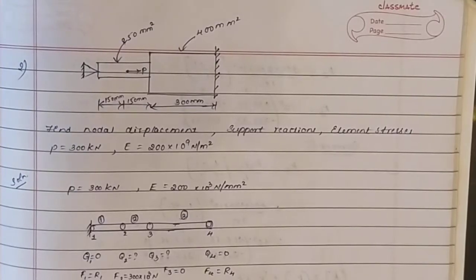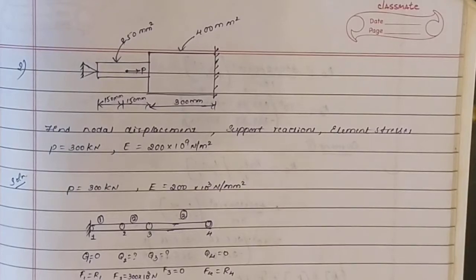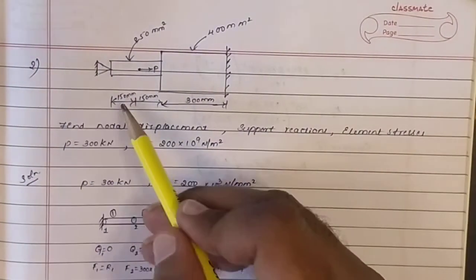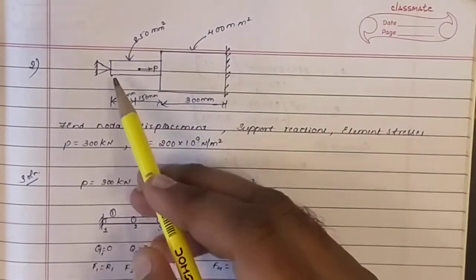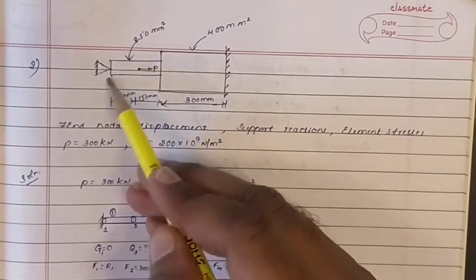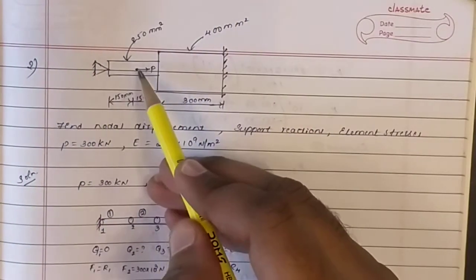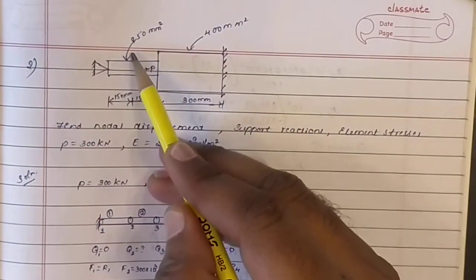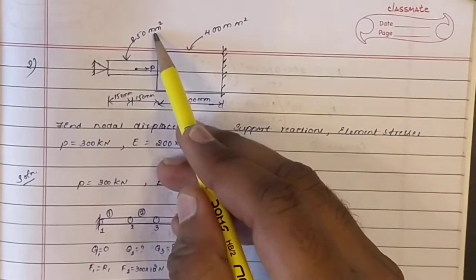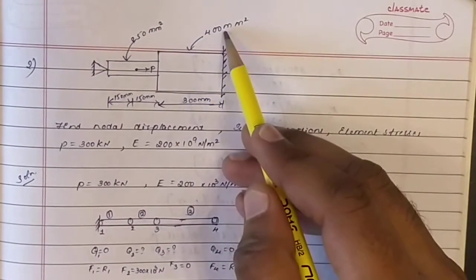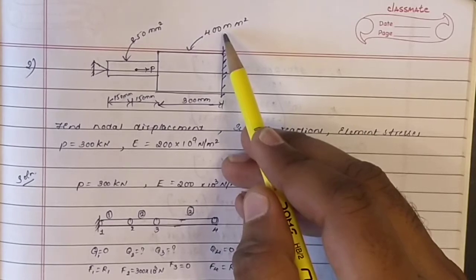Hello students, welcome back. We'll move on to the next problem on the bars. So here we have a stepped bar fixed at both the ends. Even this is completely fixed, even this is completely fixed, and the bar has two cross sections. First, the area of the first cross section is 250 mm square and the area of the second cross section is 400 mm square.